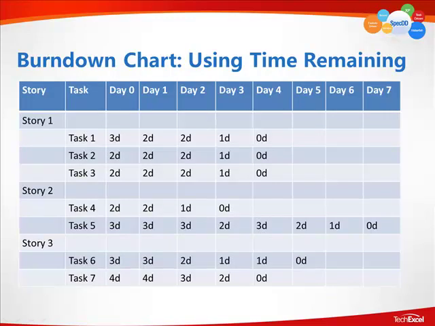So, in a more data analytical view, we have our chart here using time remaining. We have our multiple stories 1, 2, and 3 that were assigned to this sprint. Tasks 1, 2, and 3 under story 1. Then day 0, our initial estimations were 3 days, 2 days, and 2 days. Okay? What exactly is this estimation worth? Do we have any idea? What are we basing these estimations off of?